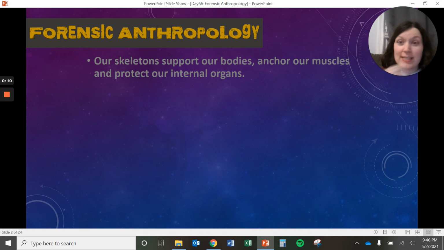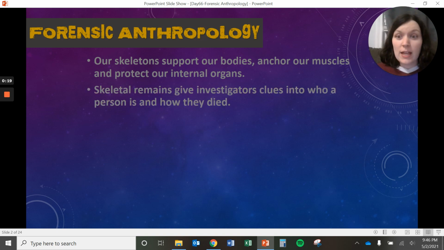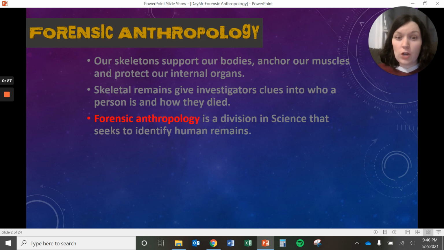Okay, so in forensic anthropology, we're looking at skeletons. Our skeletons support our bodies, anchor our muscles, and protect internal organs. These skeletal remains give investigators clues into who a person is and how they died. Forensic anthropology is a division in science that seeks to identify human remains.